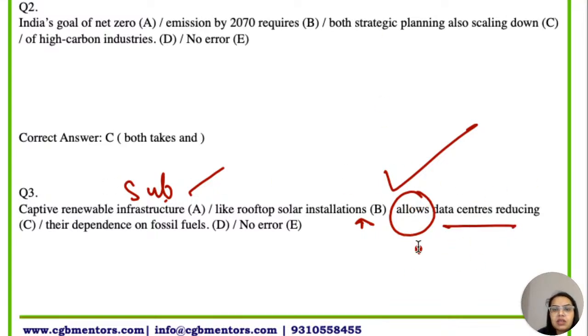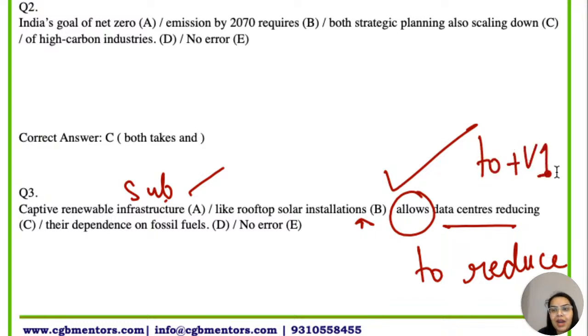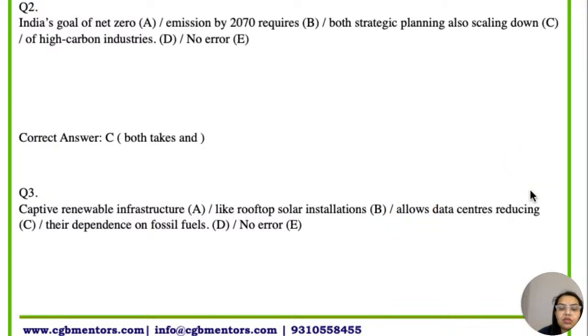Data centers to reduce. Okay. Again, allow is one of those verbs. If there is any other verb after it, it will be in to plus infinitive format. So this is reducing. Use of gerund is wrong here. That dependence on fossil fuels. Okay.